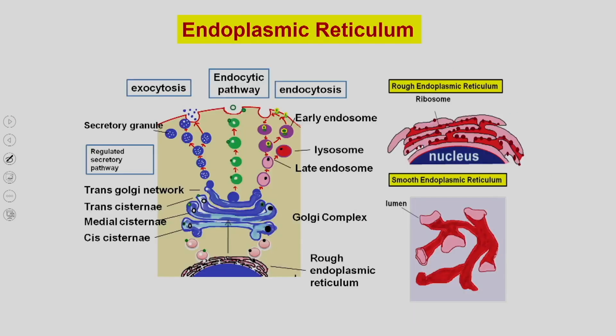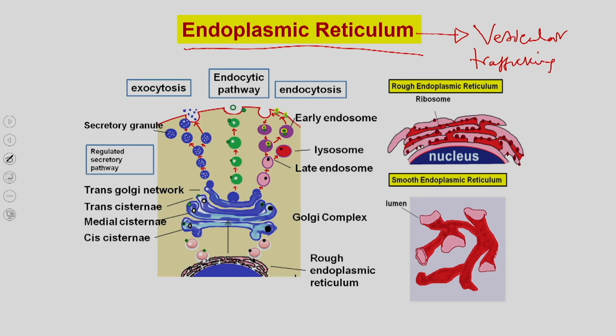Now, move on to the next organelle, that is called endoplasmic reticulum. Endoplasmic reticulum is also said to be a part of vesicular trafficking, which means endoplasmic reticulum is working similar to the roads.